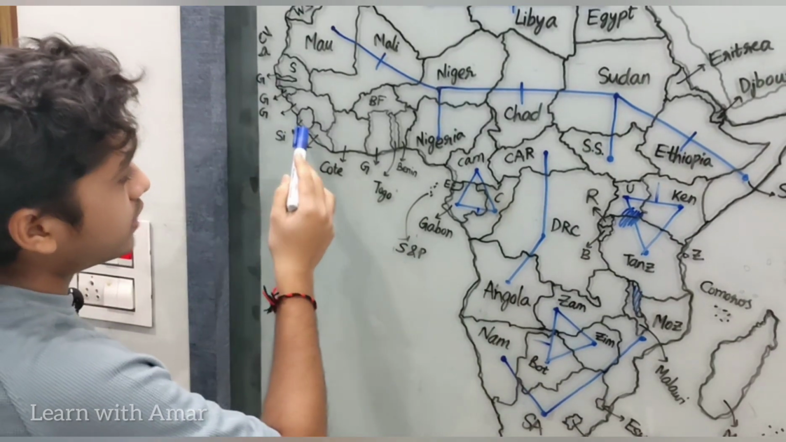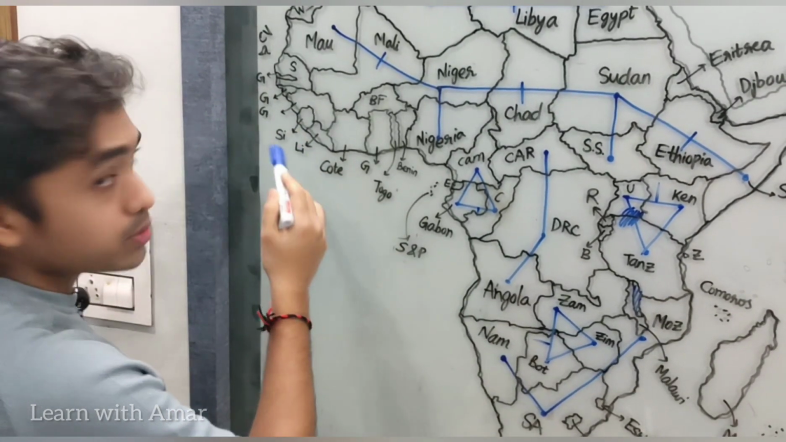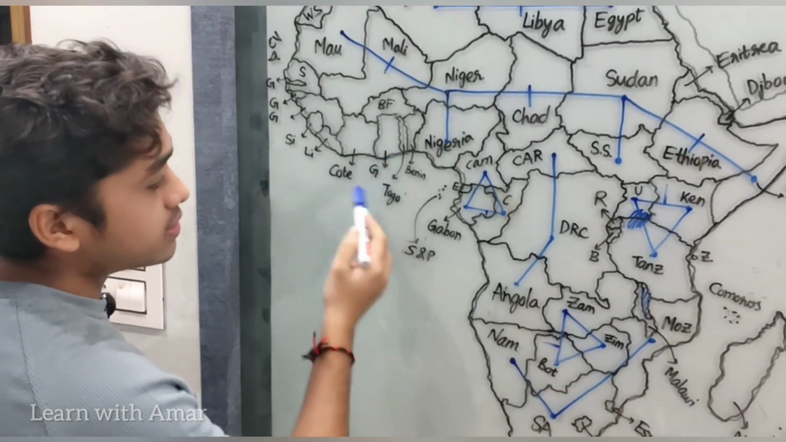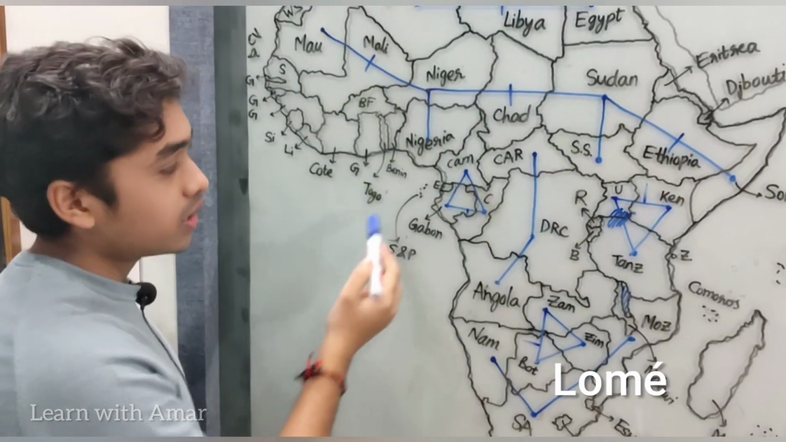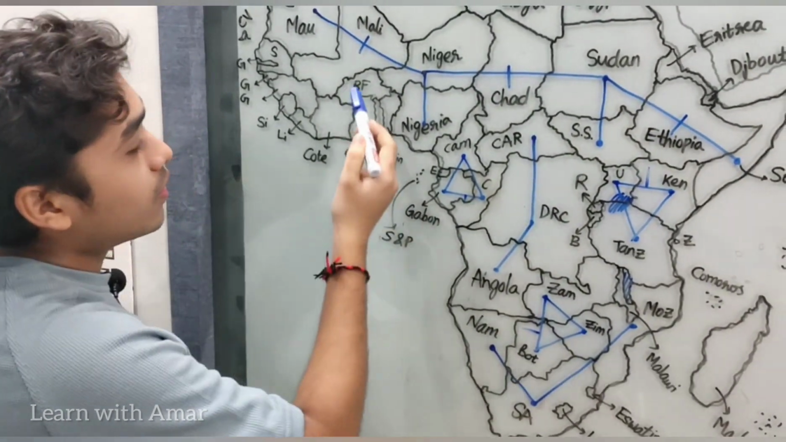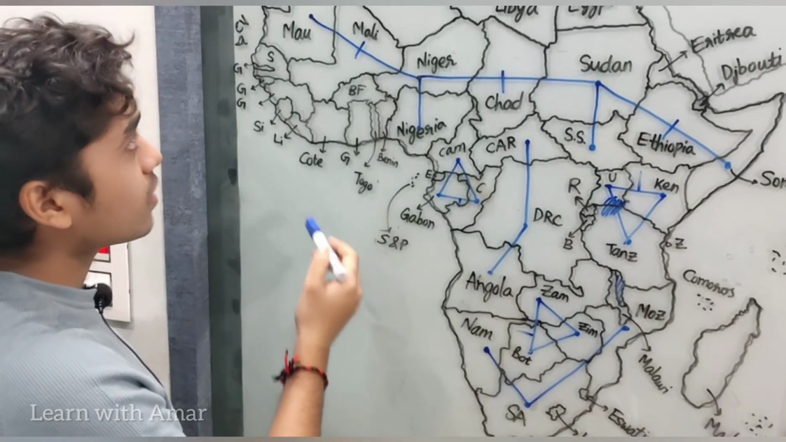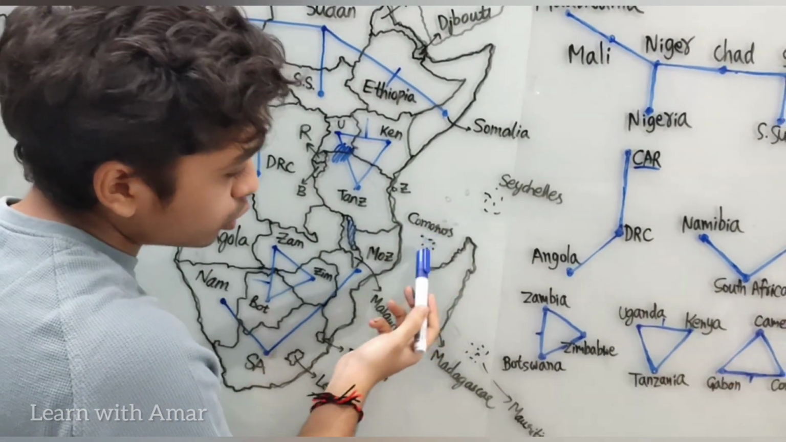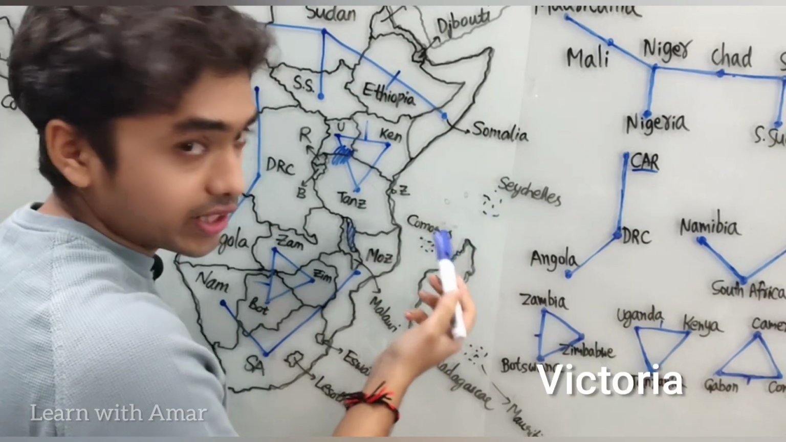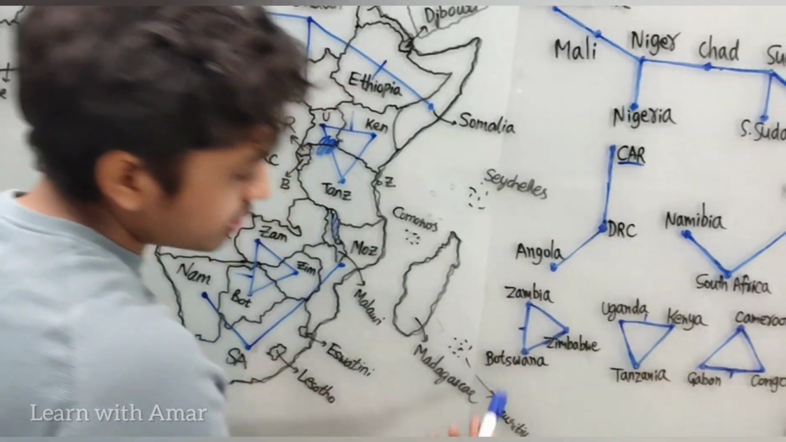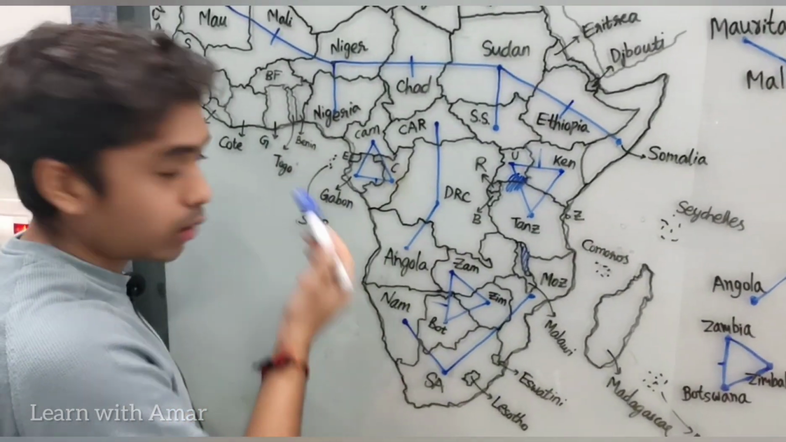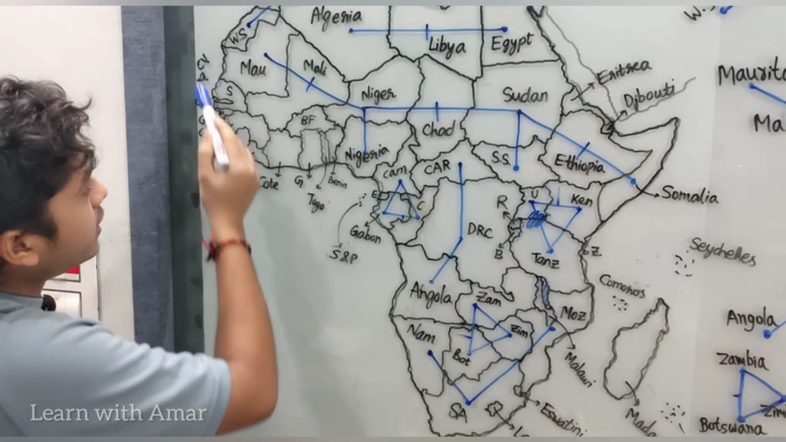Sierra Leone, it's Freetown. Liberia is Monrovia. Cote d'Ivoire, it's Yamoussoukro. Ghana is Accra. Togo is Lome. Benin is Porto Novo. Burkina Faso is Ouagadougou. Coming to the islands, here Madagascar, it's Antananarivo. Comoros is Moroni. Seychelles is Victoria. Then Mauritius is Port Louis. And here Sao Tome and Principe is Sao Tome, and Cabo Verde, it's Praia.